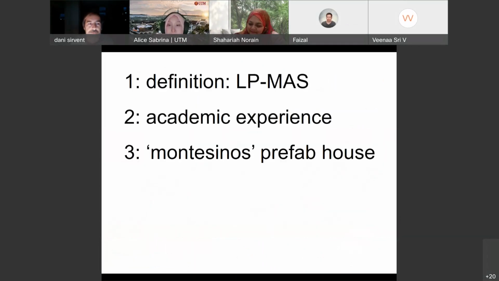My lecture is about three steps. First step is a small definition of what this system of light prefabricated modular aggregative system is. Then my academic experience, and then about a house I have just made right now.